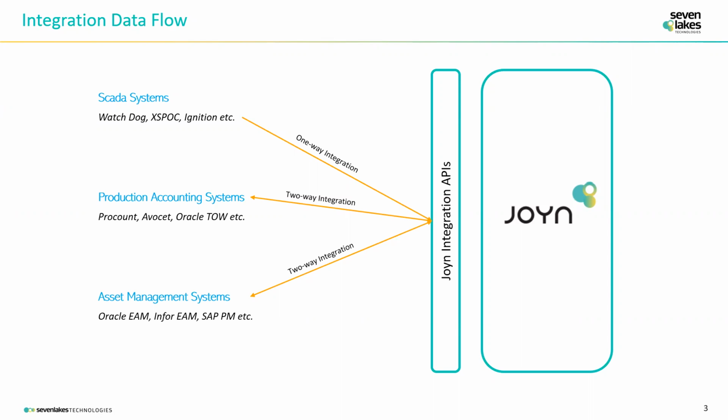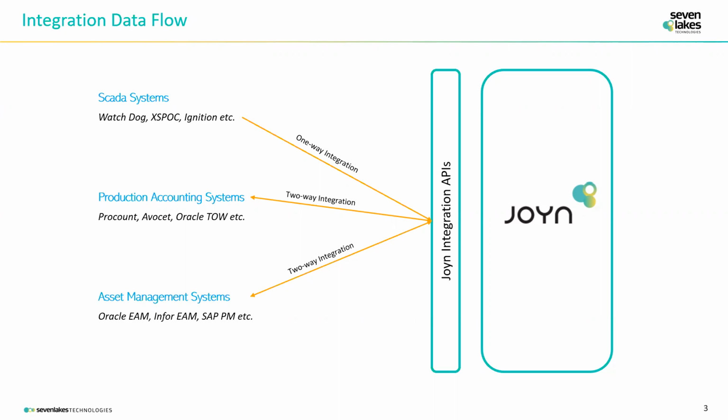Now, say for example, if we want to integrate our set production allocations data with JOYN, the first thing we need to do is to pick the right JOYN integration API to achieve the same. In this case, the API is the readings upload API. So once we pick the API, we need to send the production allocations data to the JOYN integration API in the predefined structure as per the documentation. Then you would have the allocation data in JOYN.